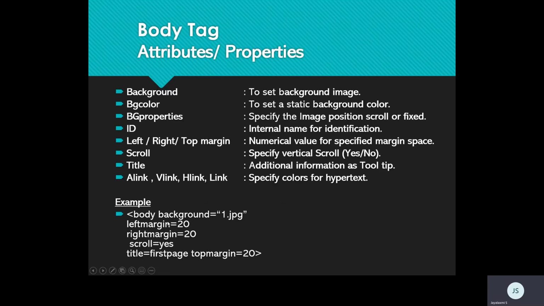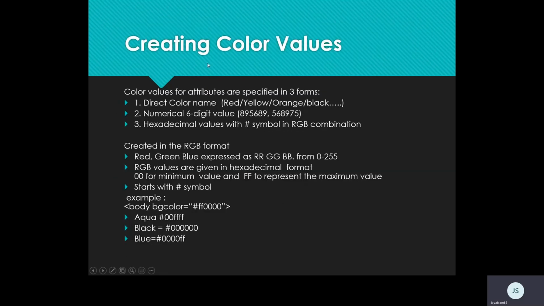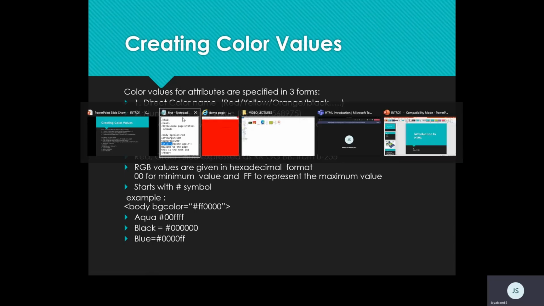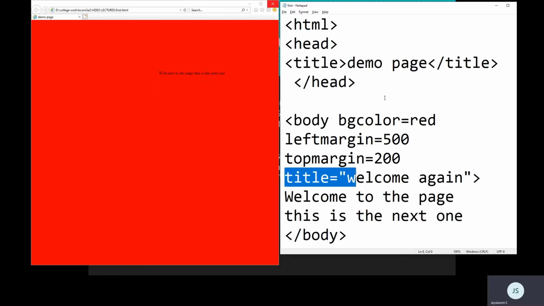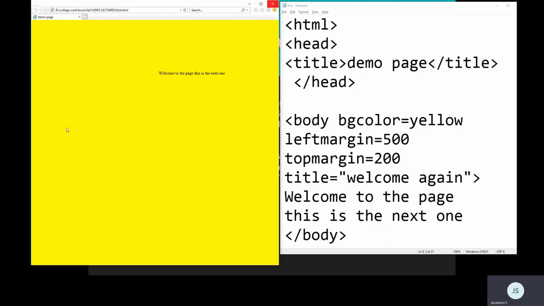So what more can I do with colors? Basically, color values are displayed in three forms, that is either with the direct color name, a numerical value, or a hexadecimal value. What is that? See here. When I want a color, I was specifying bgcolor is equal to red, and immediately you got a red color. Let's take yellow, and I change, yes, yellow color.